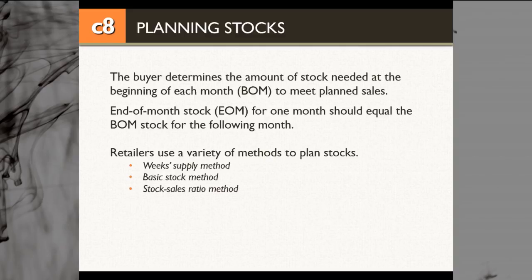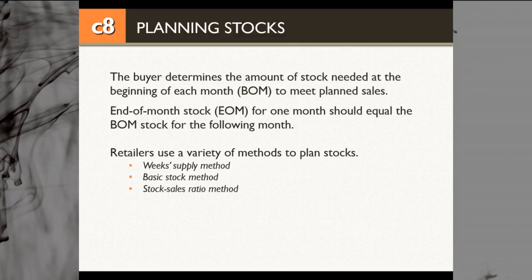Stocks are a big part of your monetary value and also related to your sales as well as your merchandise purchases. So the buyer determines the amount of stock needed at the beginning of each month to meet planned sales. And end of month stock for one month should equal the beginning of the month stock for the following month. So for example, your end of month stock for January will be the same as your beginning of the month stock for February. And retailers use a variety of methods to plan stocks.